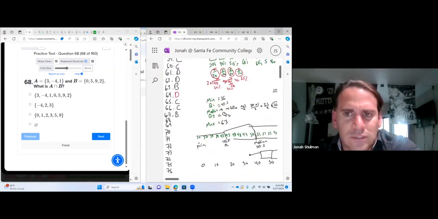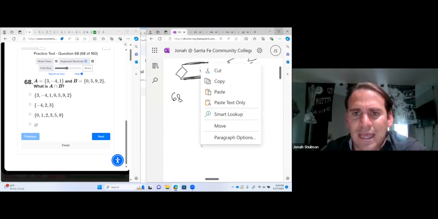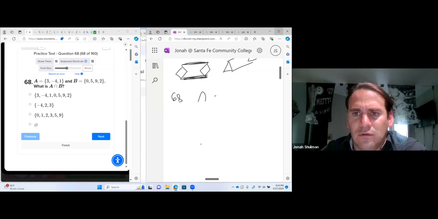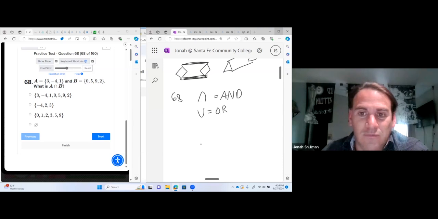I already did it. Okay, so 68. So we got to know what these symbols are. So this one means and. And math is all about vocabulary and symbols, okay? This one means or. If there's a little C by it on the top, this means not.